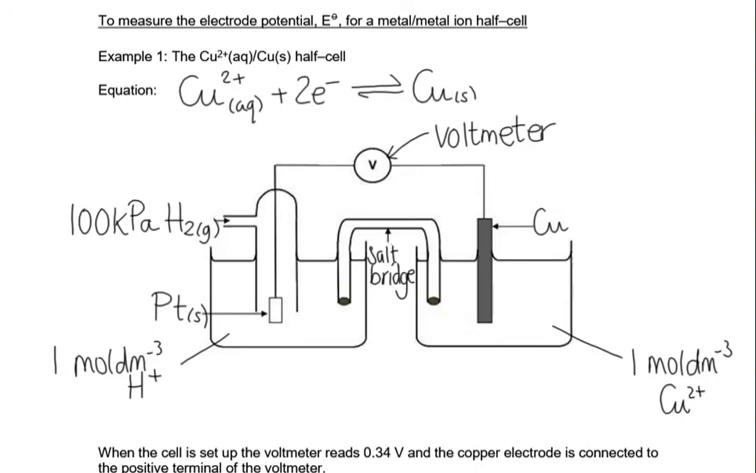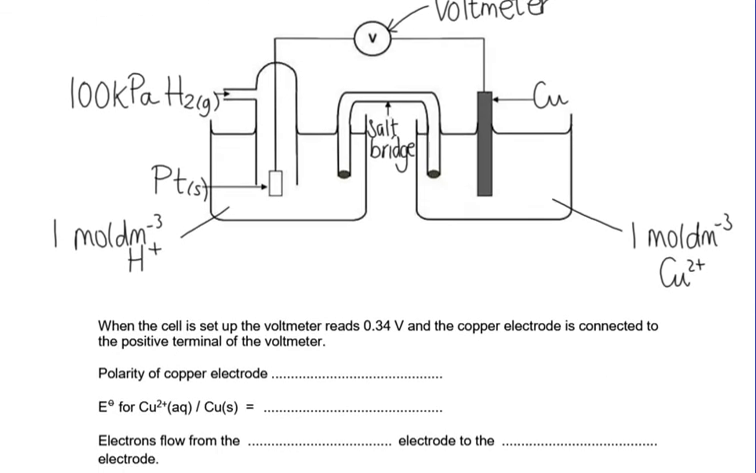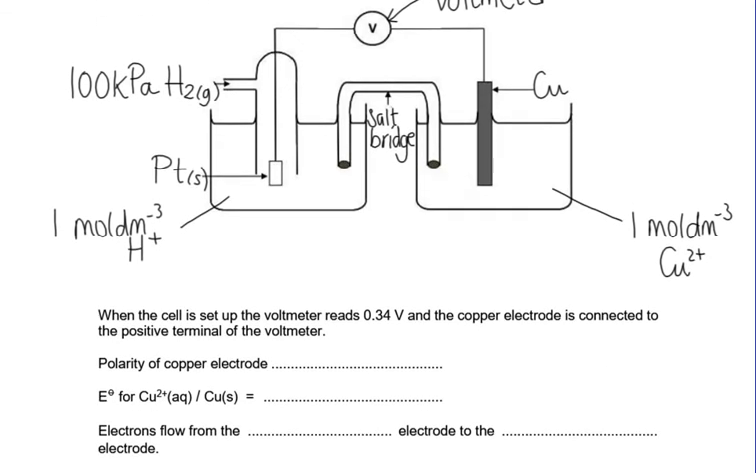So if you've managed to label it, it should look like this. You've got the voltmeter at the top there. We've got on the left hand side our standard hydrogen half cell, and on the right hand side we've got the copper half cell. Now if you do go back and look at the bottom of page 5, our convention for the standard hydrogen electrode is always drawn on the left, and the other half cell is drawn on the right.